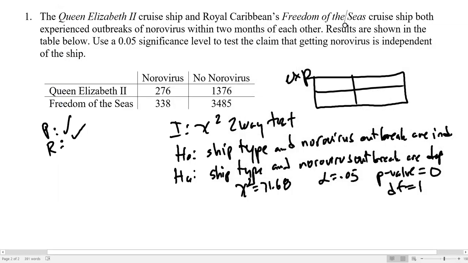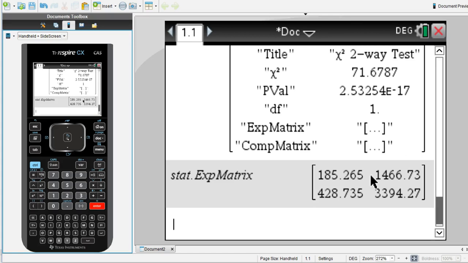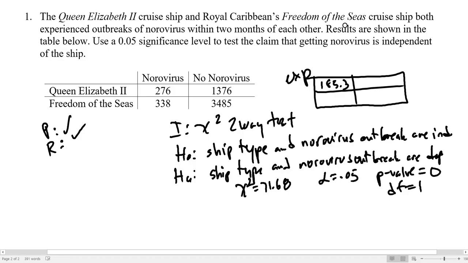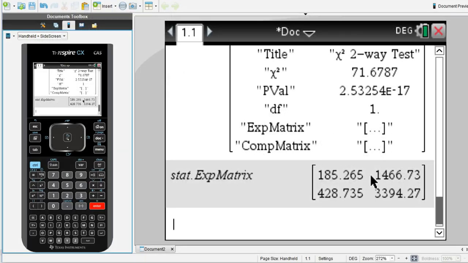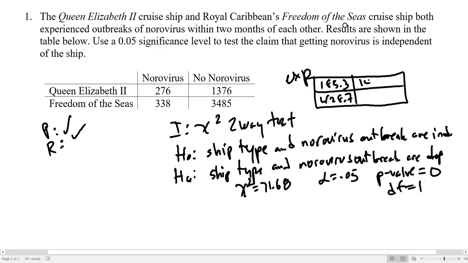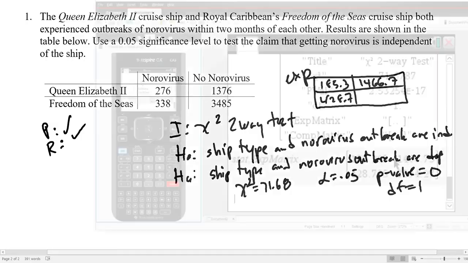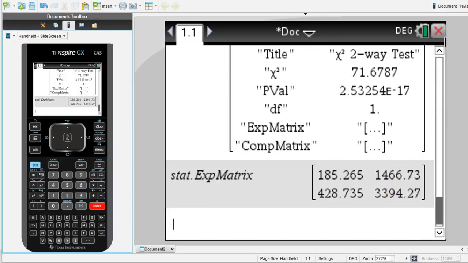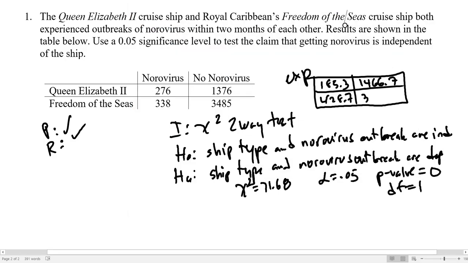185.3, 428.7, 1466.7, and 3394.3. Okay. So those are expected. We got all this. What is our conclusion?